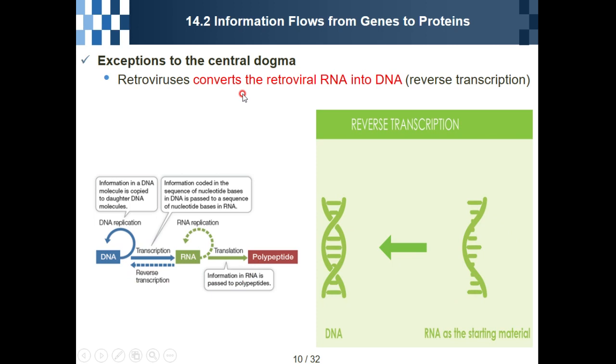But there is some exception to the central dogma. Some viruses, for example retroviruses, have RNA. Their genome is composed of RNA. But sometimes retroviruses convert RNA to DNA. This is called reverse transcription. Their starting material is RNA, but they change it to DNA. So this is the exception to the central dogma. Usually the DNA is transcribed to the RNA. Okay?